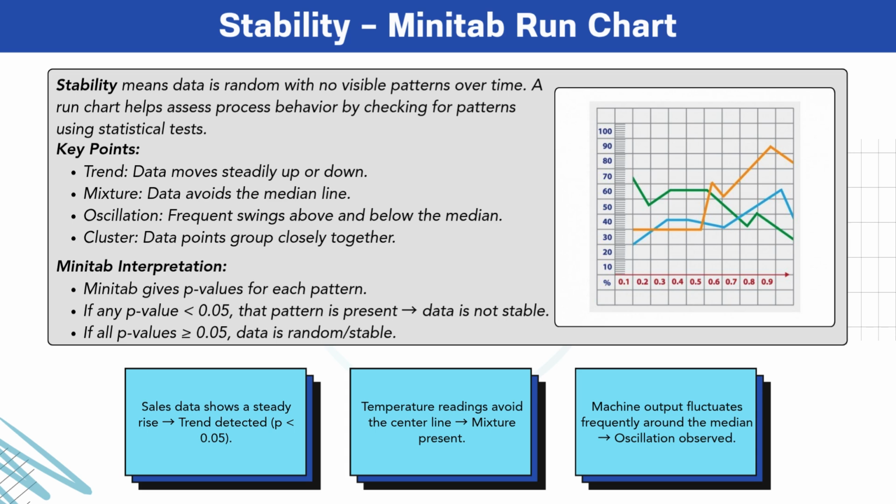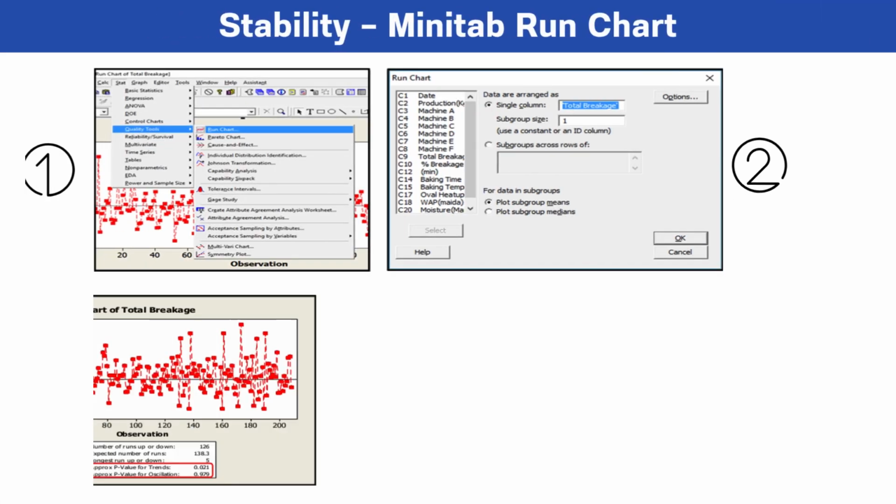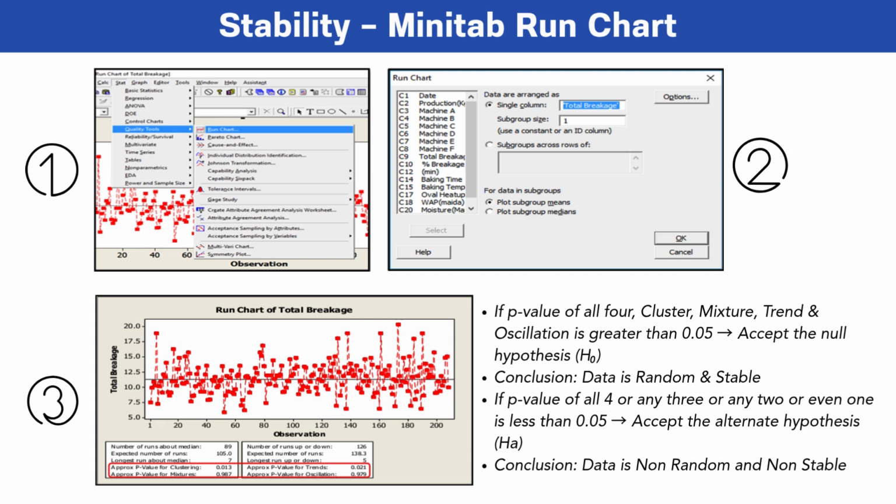The chart on the right demonstrates how different types of instability can appear. A trend is seen in the rising sales data. A mixture is identified in temperature readings that avoid the center line. Oscillation is observed in machine outputs that frequently swing above and below the median. Recognizing these patterns helps us understand whether a process is behaving consistently or if there are issues we need to investigate.